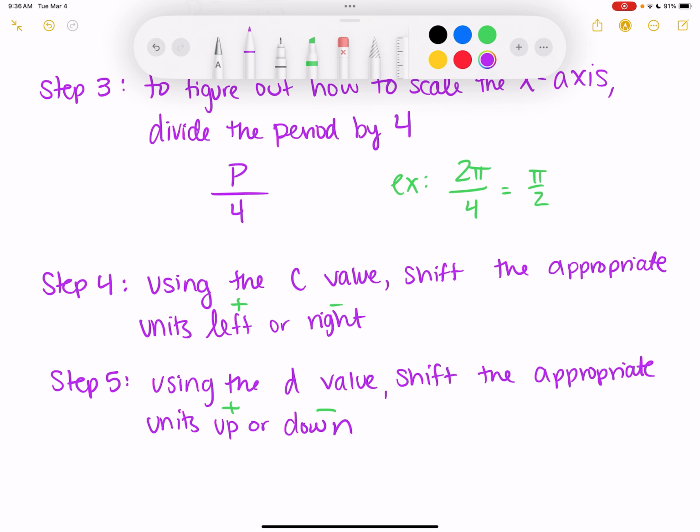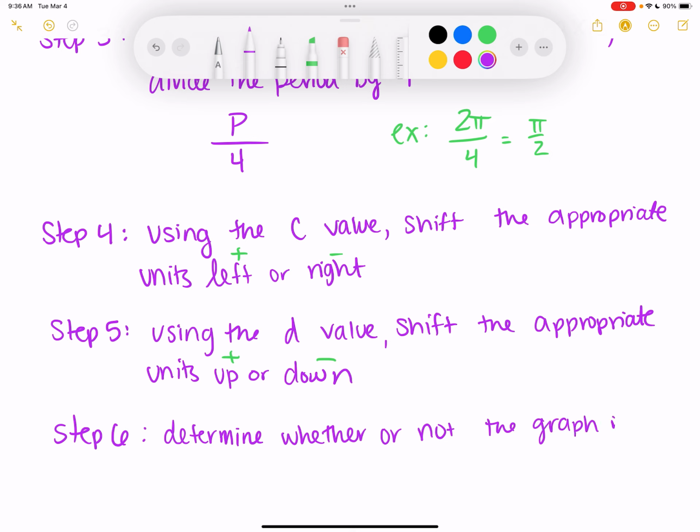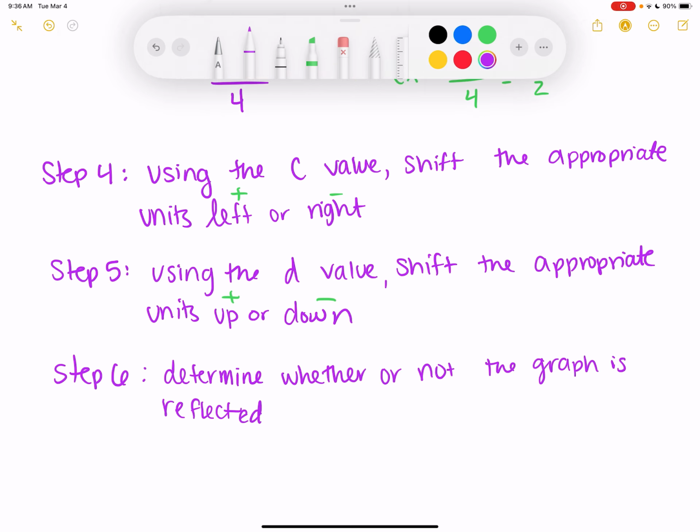And finally, step 6, determine whether or not the graph is reflected. Now, if the graph is reflected, okay, so this is like the order of finding everything that you need to be able to graph it.